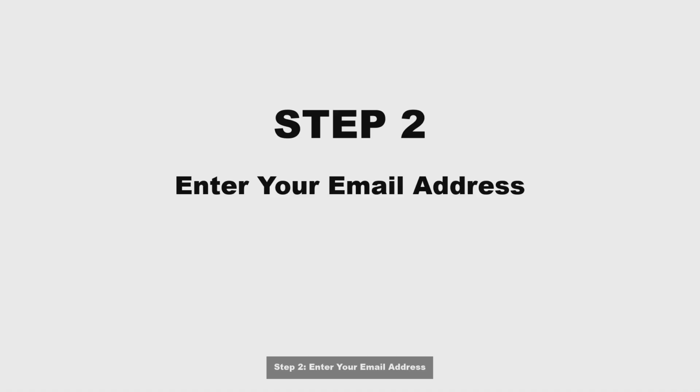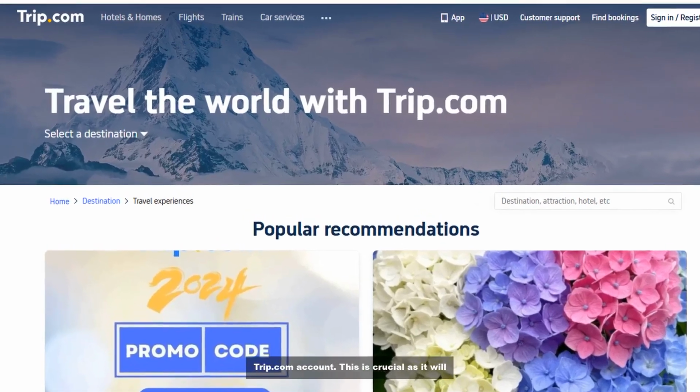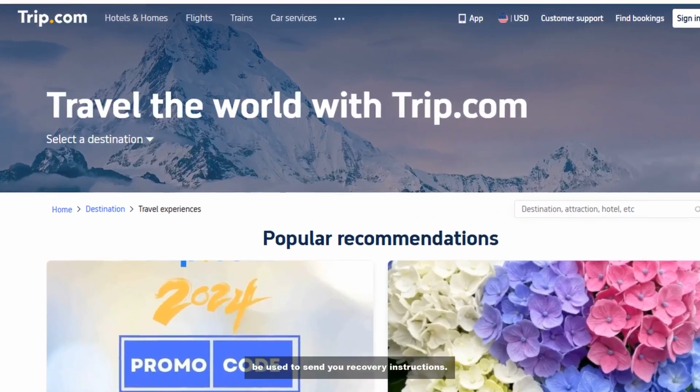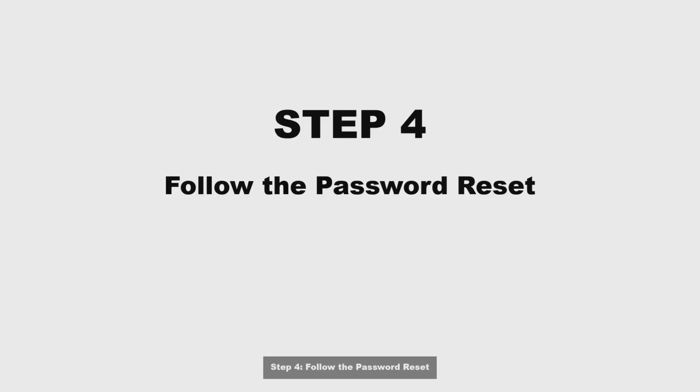Step 2. Enter your email address. Input the email address associated with your Trip.com account. This is crucial as it will be used to send you recovery instructions. Step 3. Check your email. Look for an email from Trip.com containing a password reset link. If you don't see it in your inbox, check your spam or junk folder.